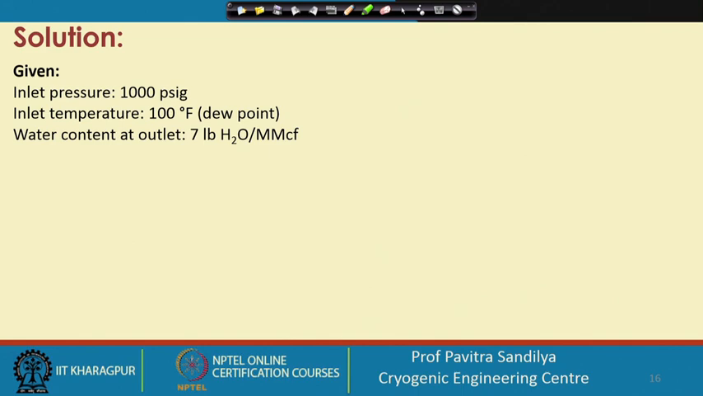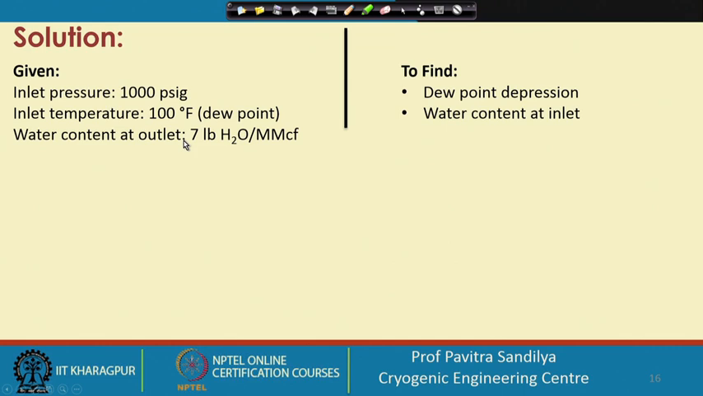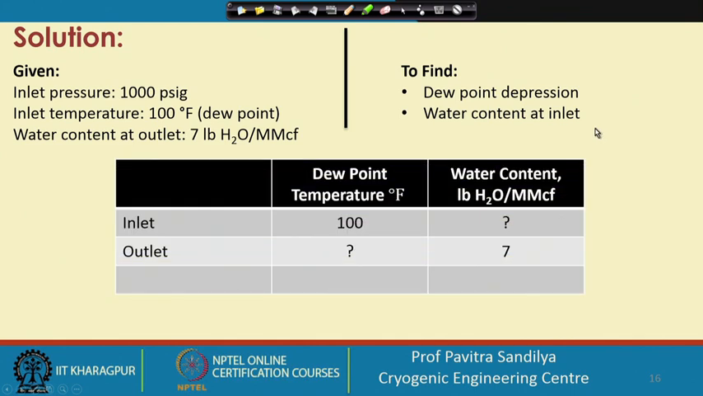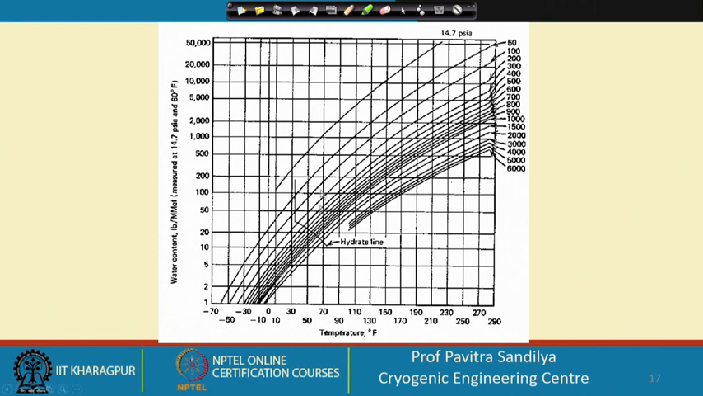Now here comes the solution. We are given all this data and we have to find out the dew point depression, and along with that we can also find out the water content at the inlet. So we arrange all the given data and what has to be found out in this fashion, and we take note of this particular plot which has been given for the water content.